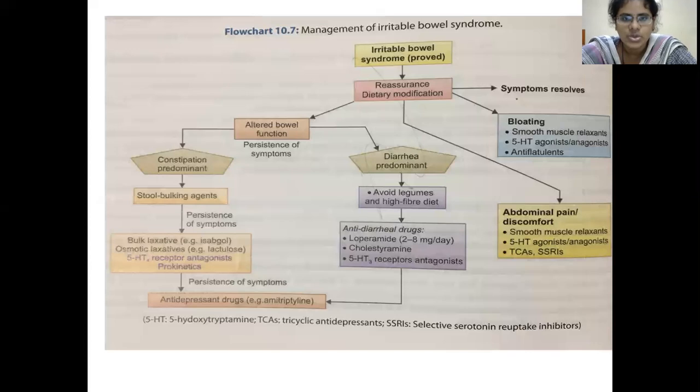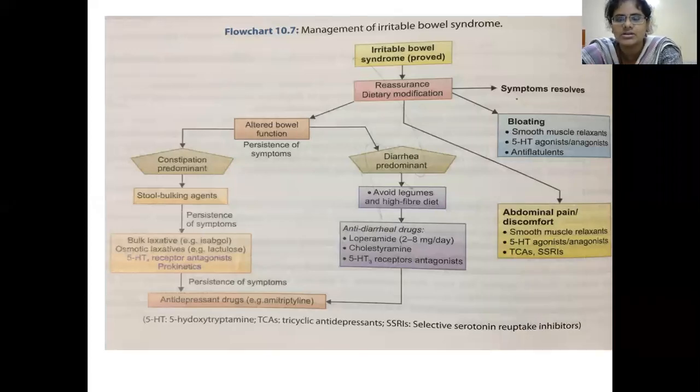So in patients who are having altered bowel function, constipation predominant, you want to give stool bulking agents. After giving stool bulking agents, if there are still symptoms, then you want to give bulk laxatives, osmotic laxatives or serotonin receptor antagonists and prokinetics. If there is still persistence of symptoms, you want to give antidepressant drugs.